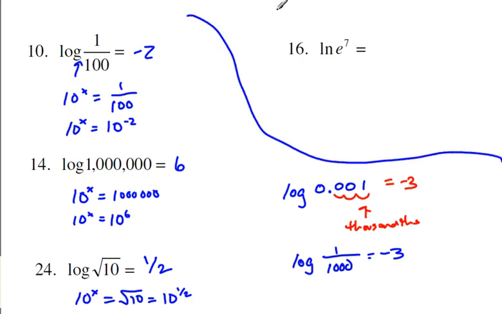And then the e ones. Here our base is e. And we're going to say, well, e to what power is e to the 7th? Well, clearly x has to be 7, so my answer is simply the number 7.